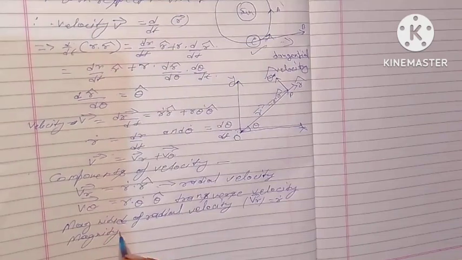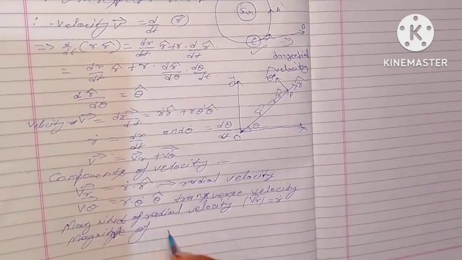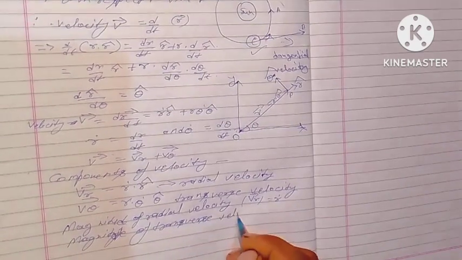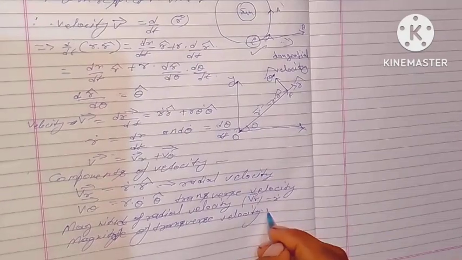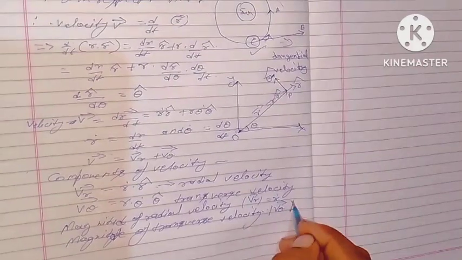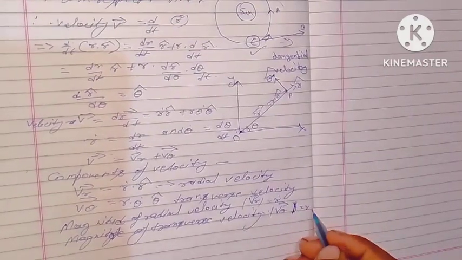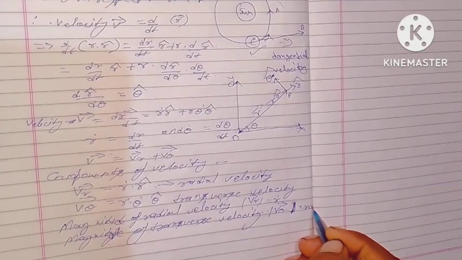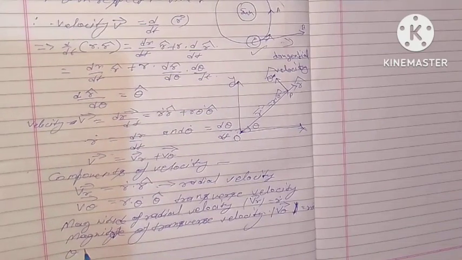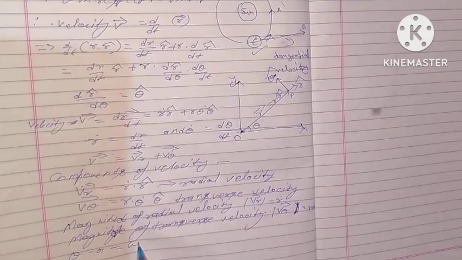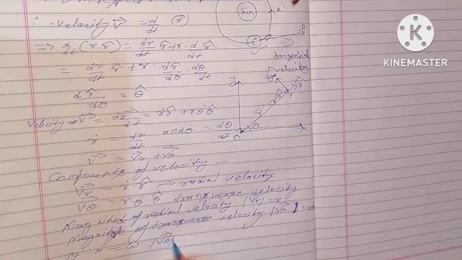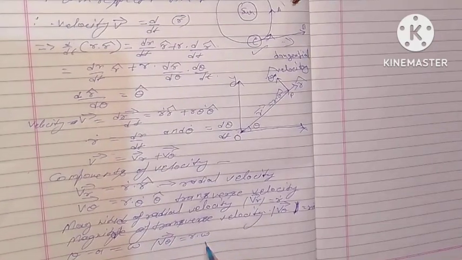Magnitude of transverse velocity: the magnitude of vector v theta equals r into the derivative of theta. If theta is constant, equal to omega, the angular velocity, then v theta equals r into omega.